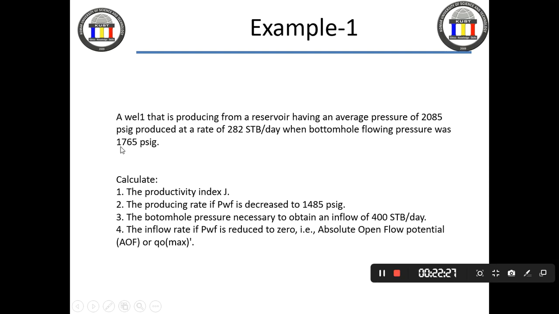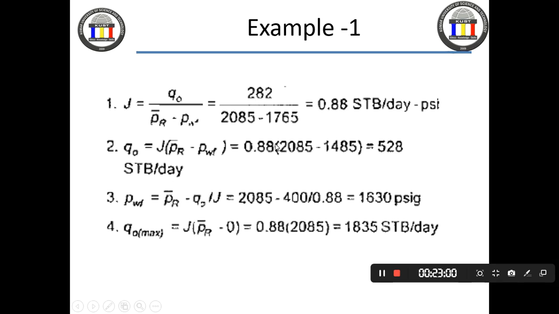Now here in this case, the flowing bottom hole pressure was 1765, the reservoir pressure is 2085, and the rate is 282. So first we have to calculate the productivity index, which is used to calculate the IPR. Now if the well pressure is reduced, how much will the production rate be? Or if we want to produce at 400 stock tank barrels per day, what will be the flowing pressure in this case? So it's very simple. It's a straight line.